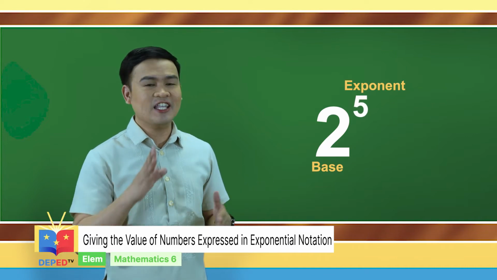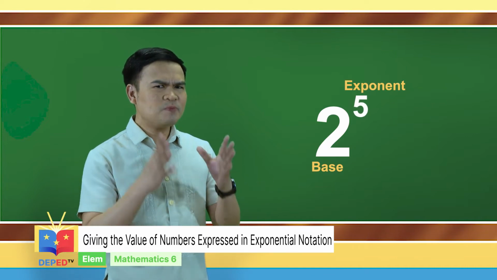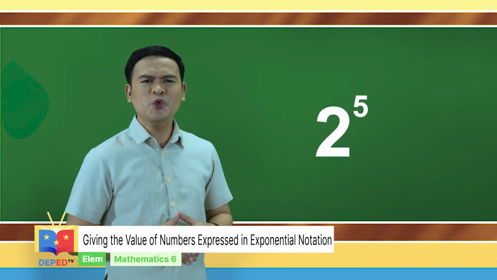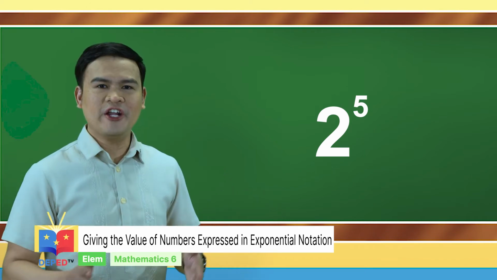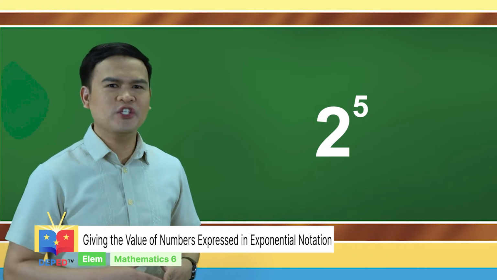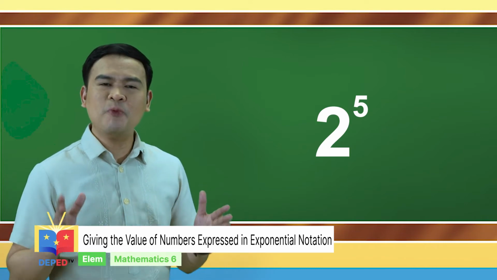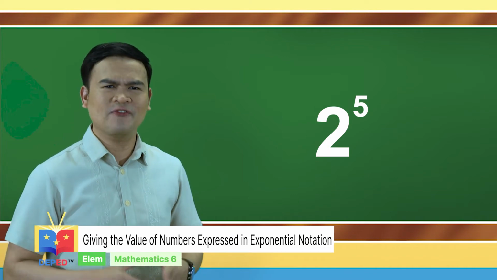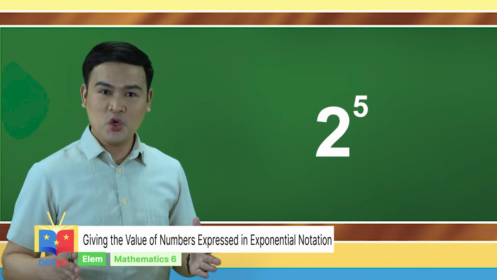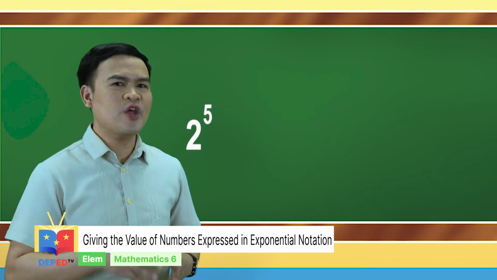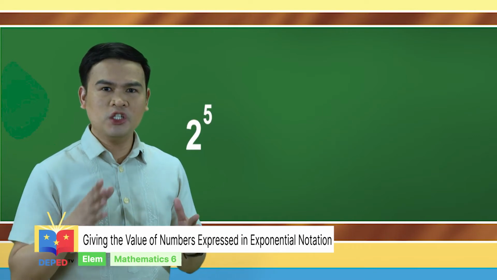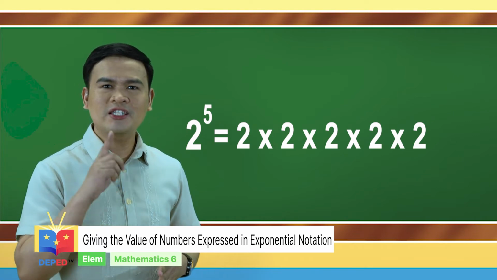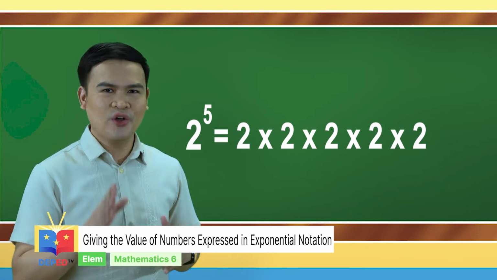As discussed in the last episode, the exponent tells us how many times the base is used as a factor. Therefore, in the expression 2 raised to the 5th power, the exponent 5 tells us that the base 2 is used as factor 5 times. So, we can say that 2 raised to the 5th power is equal to 2 times 2 times 2 times 2 times 2, which is equal to 32.